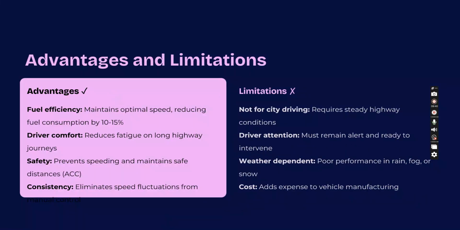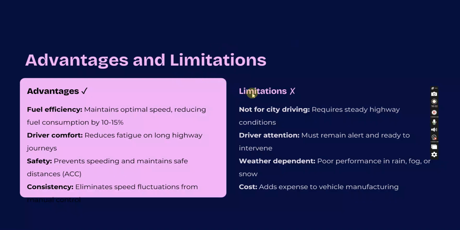Okay, so there are always pros and cons for any system. So let's talk about the advantages and the limitations of the cruise control system. First advantage is fuel efficiency. It maintains the optimal speed and reduces fuel consumption by 10 to 15%. Second advantage is driver comfort, which reduces fatigue on long highway journeys. Third, we have safety. It prevents speeding and maintains safety distance.